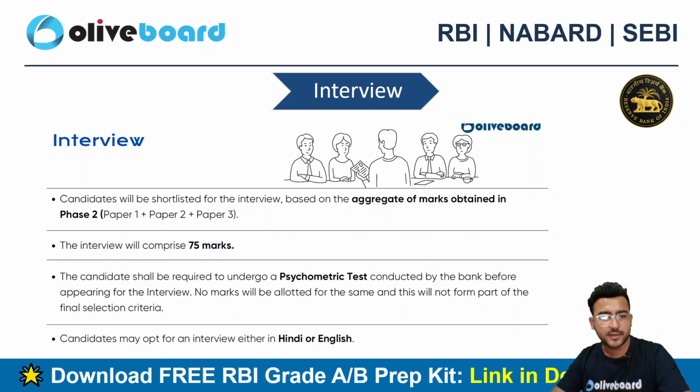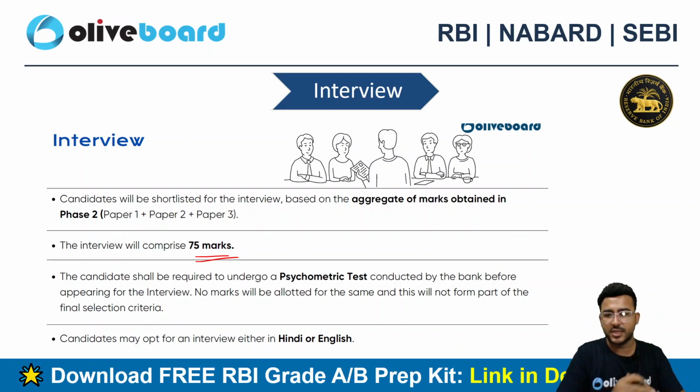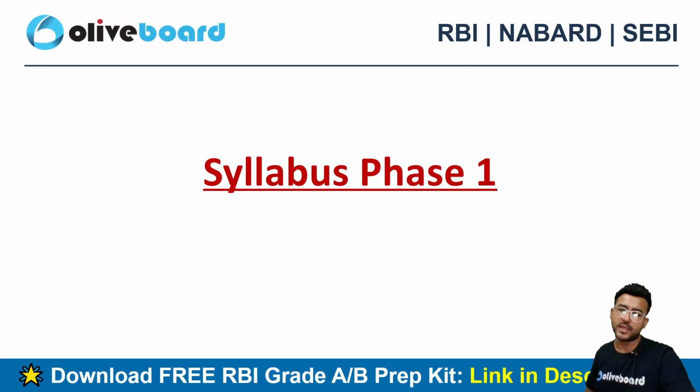The interview will have a weightage of 75 marks, and definitely your phase 2 and your interview are going to determine whether you are finally selected for the RBI Grade B position or not, right? Plus you can opt for the interview either in English or in Hindi. You can opt for any of the languages as per your convenience.